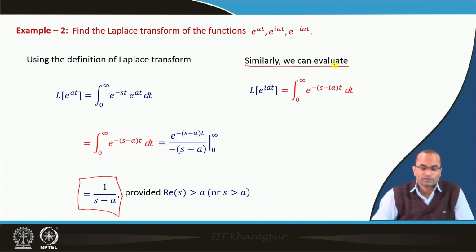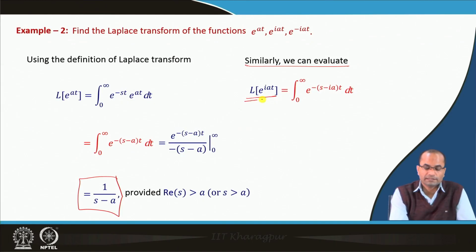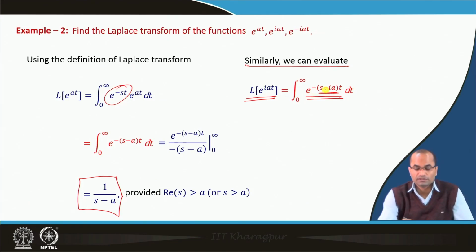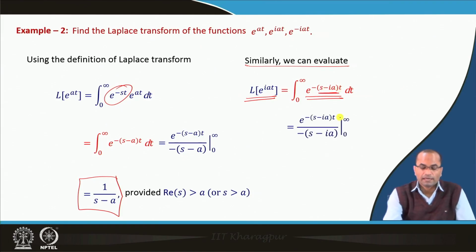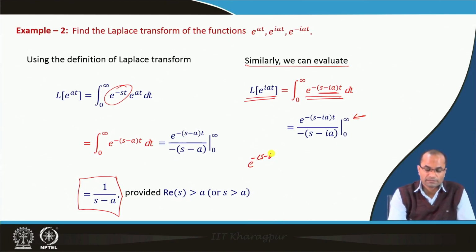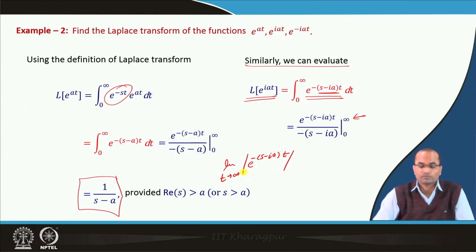Similarly, we can evaluate, for instance, e^(iat), and in this case we have again, by combining with e^(-st), e^(-(s - ia)t). So, this time we have this ia there, and now if we look again at what will happen to this when t goes to infinity, in that case we have e^(-(s - ia)t); if we take the absolute value and then try to compute what will happen when t approaches infinity.